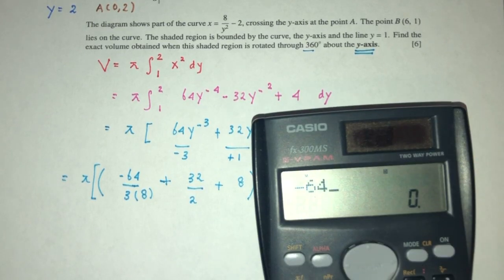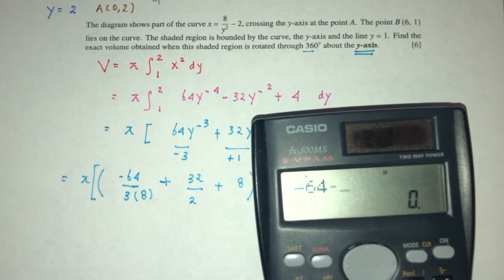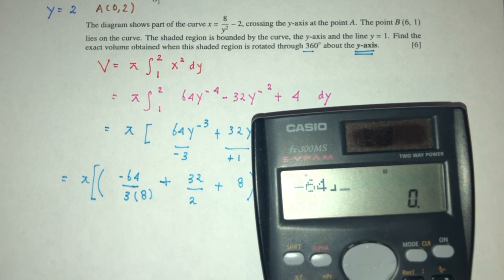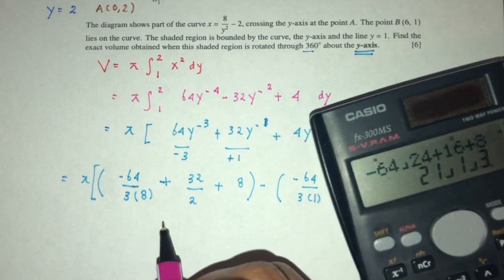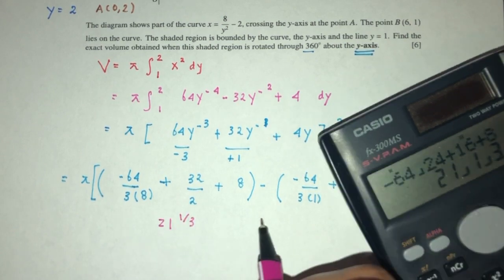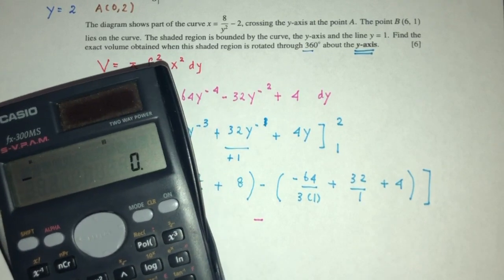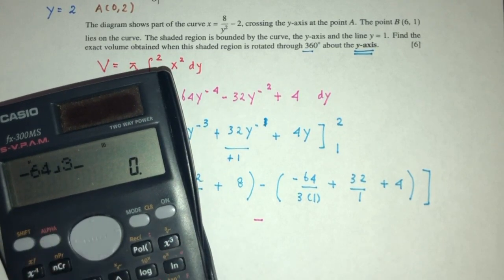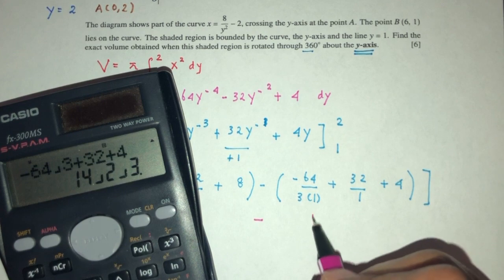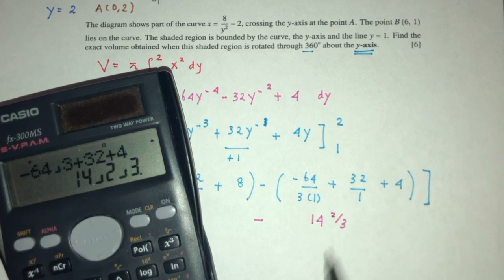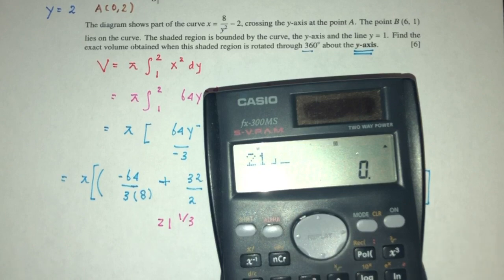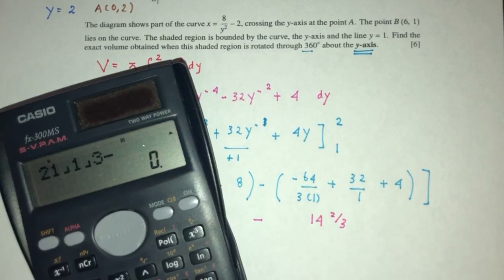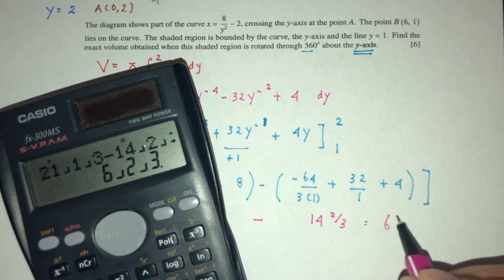So minus 64 over the value of what? That will be 3 times 8 will be 24, plus 16 plus 8. That should be 21 1/3. How about this one? Here we have minus 64 over 3 plus 32 plus 4. That should be 14 2/3. Okay, simplify. We have 21 1/3 minus 14 2/3. That should be 6 2/3.